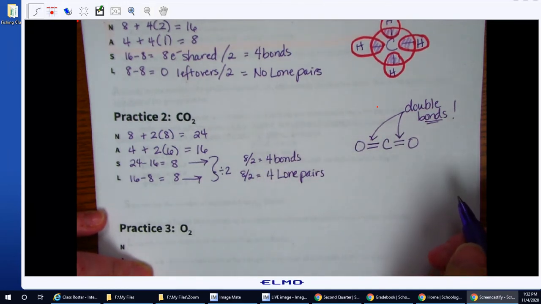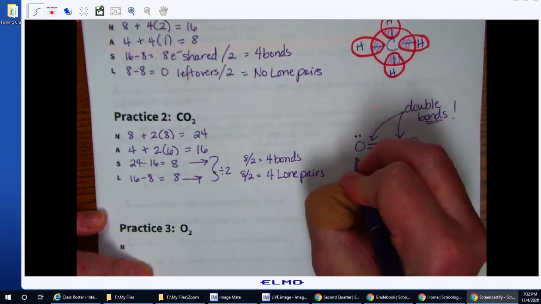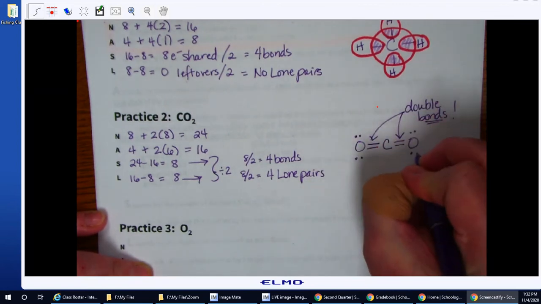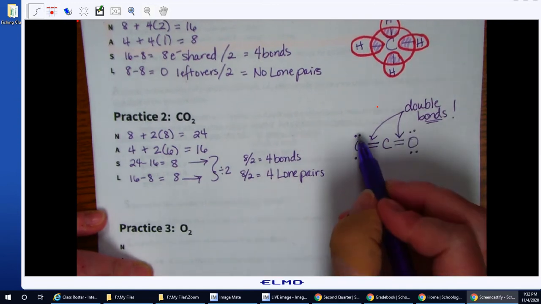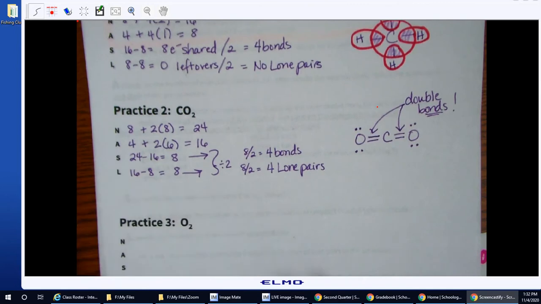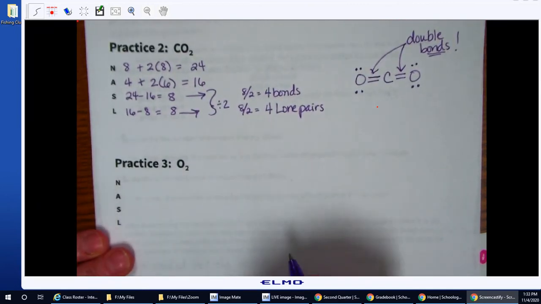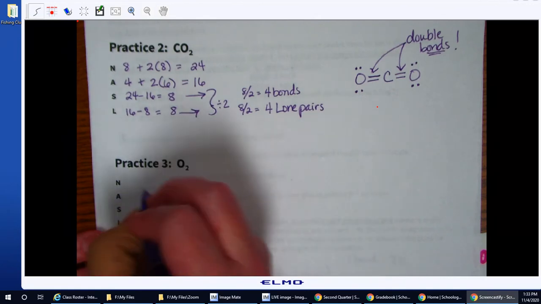Now, when I look at these, I'm missing something. I'm missing my lone pair. So there's 8 more electrons I have to add, and I'm going to add them in 4 pairs. So I'll have 1, 2, 3, 4, 5, 6, 7, 8. There's a total of 8 electrons. I have 4 pairs. 1, 2, 3, 4. Easy peasy lemon squeezy. Now let's look at the next one.